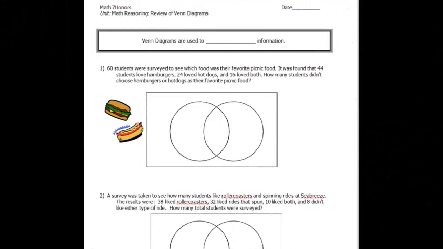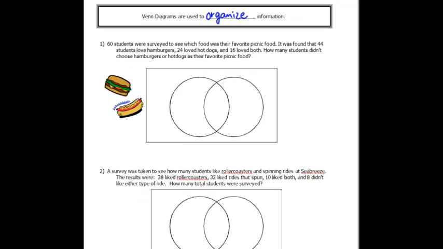Venn diagrams are used to organize information, and they can be very helpful actually when something is confusing. The key to Venn diagrams is working backwards. So 60 students were surveyed to see which food was their favorite. 44 love hamburgers, 24 love hot dogs, 16 love both.